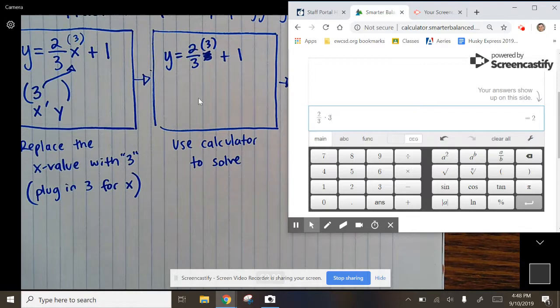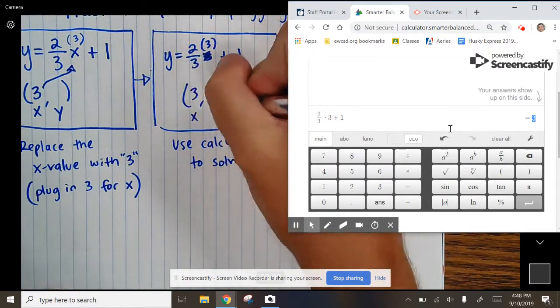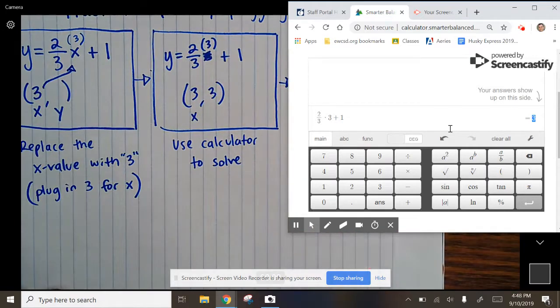And now let's go ahead and plug in this number 3. Okay? Do you see how easy that was? 2/3 times 3. And then what's the rest of it? Plus 1. Okay? 2/3 times 3 plus 1. And guess what? We also have another 3 here, and that ends up being our answer. So x was 3, and then we plugged it in. We get y is 3 as well.